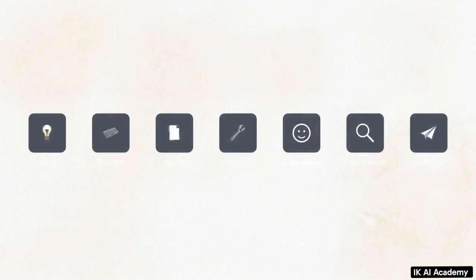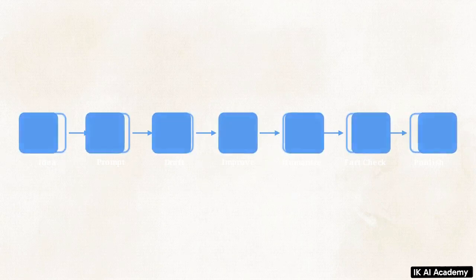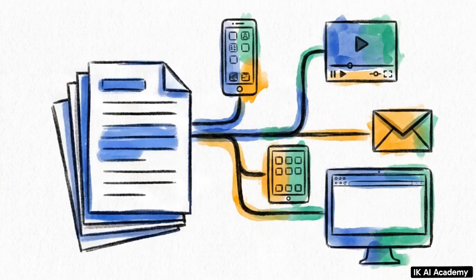This is the complete professional writing workflow. We start with an idea, write a prompt, review the draft, improve and humanize the text, fact-check the data, and finally publish. By following these steps, we took a single thought and expanded it into a complete multi-channel content campaign.